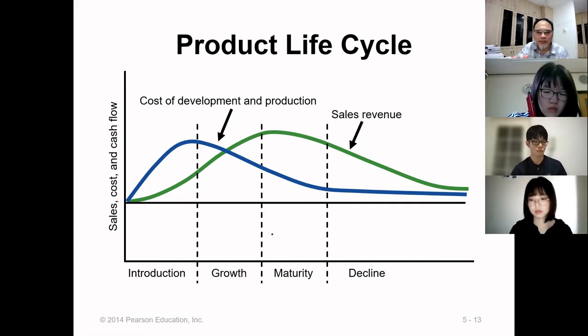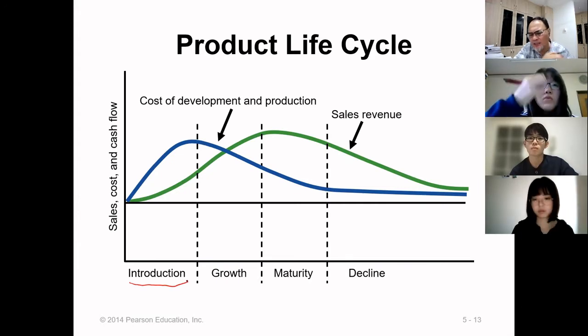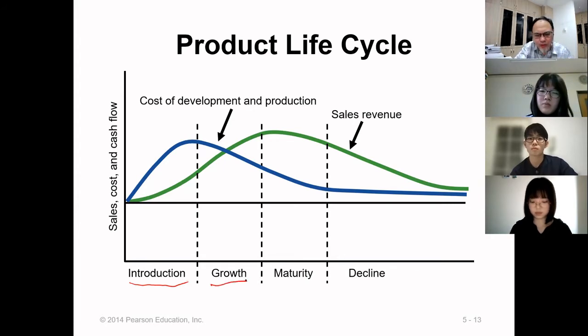But in terms of new product development, you can see that the cost of development and production is going to increase during the introduction stage of any product. In the car industry, for example, it will take probably 1 year to 2 years, maybe 1 year. Introduction, and then growth, maturity, and then decline. No more needed by the industry.